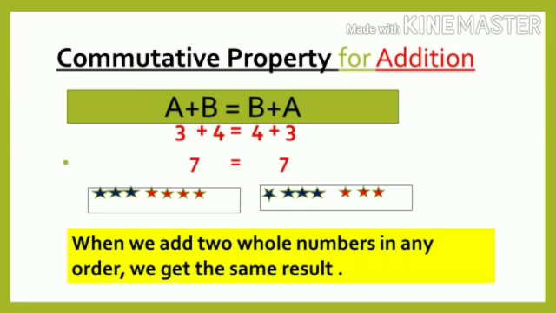Commutative property for addition. Here, let A be equal to 3 and B be equal to 4. When we add these two numbers, A plus B, we get the result 7. But when we interchange the numbers, meaning B plus A, or 4 plus 3, we get the same result. So we can say that when we add two whole numbers in any order, we get the same result.